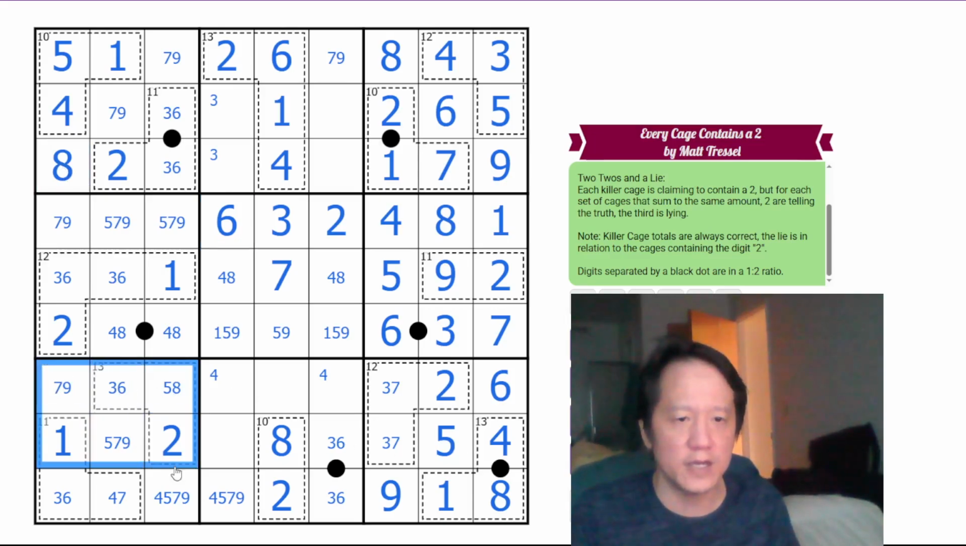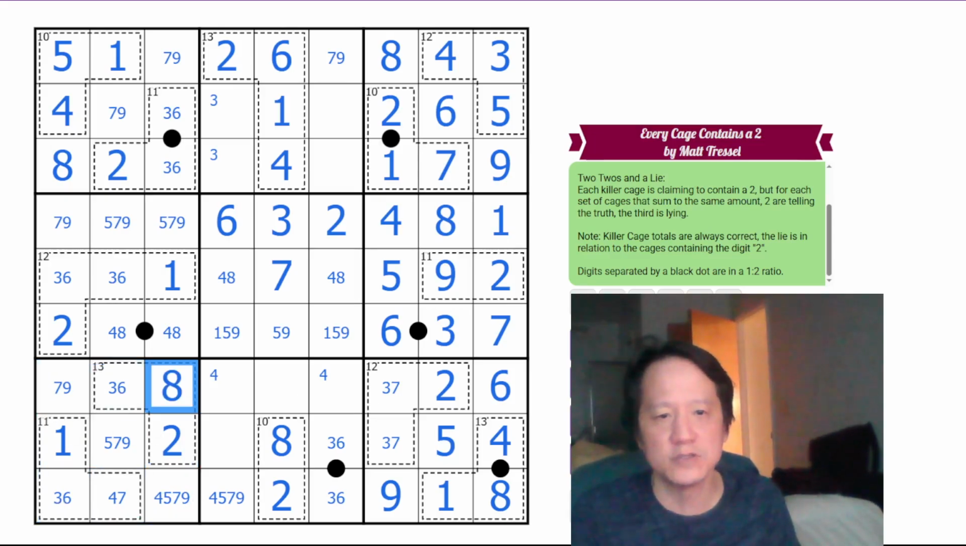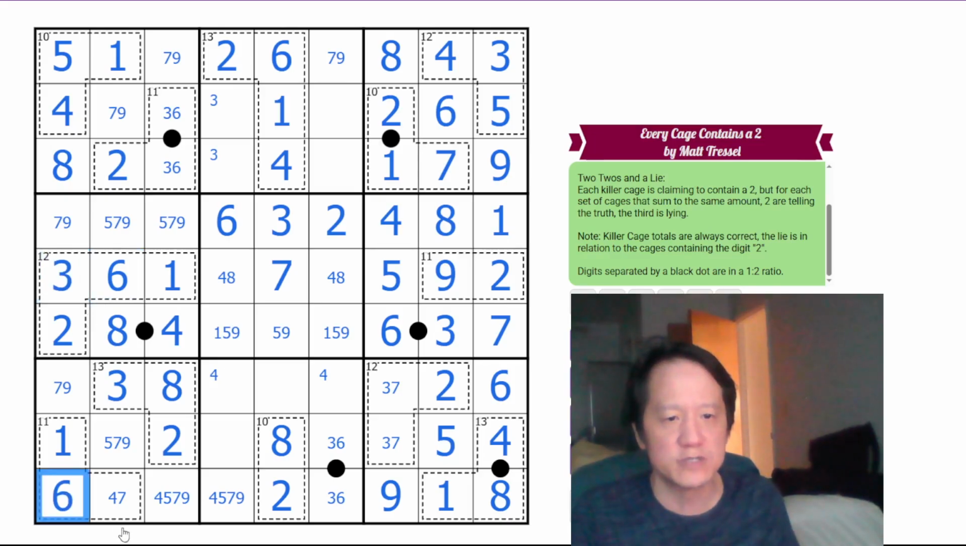Where is the 8 then in this lower left box? It has to be here. So this is 8, which makes this a 3 to add up to 13 with the 2. This 8 eliminates 8 here, so this is 4 and 8. 3 eliminates 3 here, so it's 6 and 3, which makes this 6.